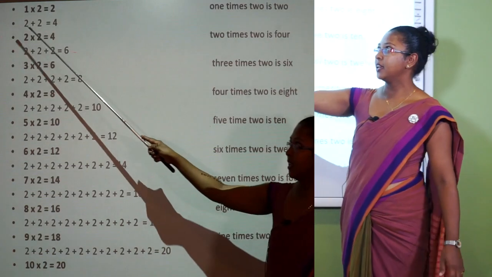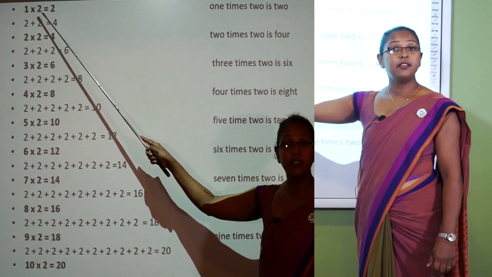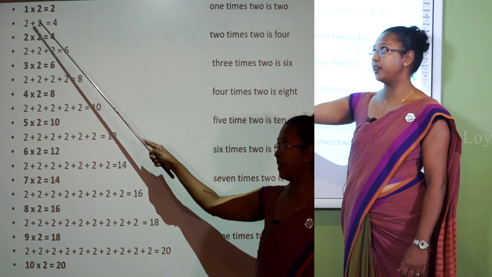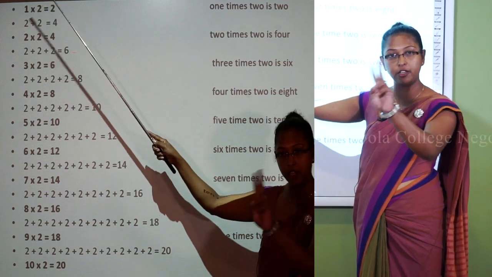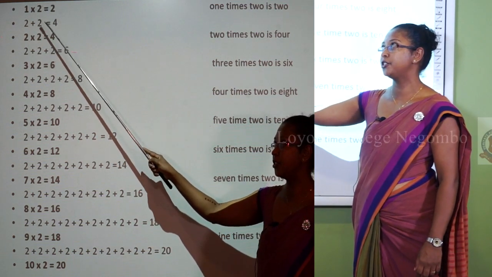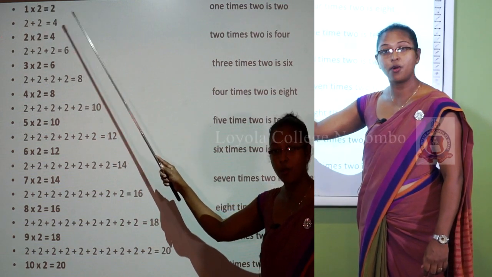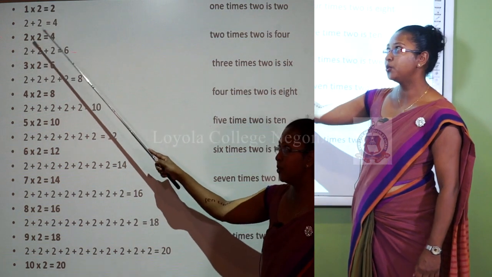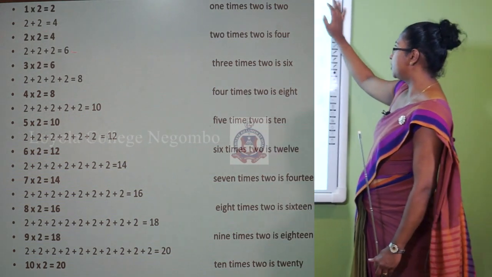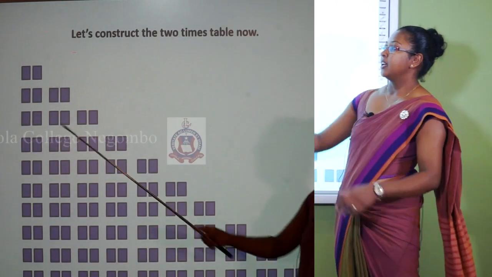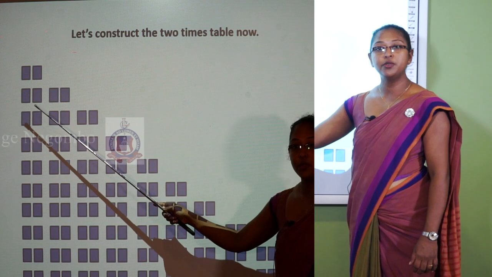Look at this. You can even add it, but it's very easy to multiply. When you add, you have to add. There are 2 twos there, you saw. 2 plus 2 is 4. Or else you can say 2 times 2 is 4. And let's go again to the picture. Okay, third one. How many twos are there?